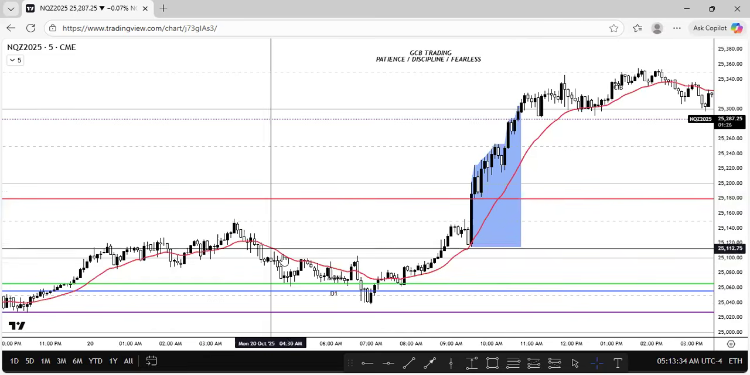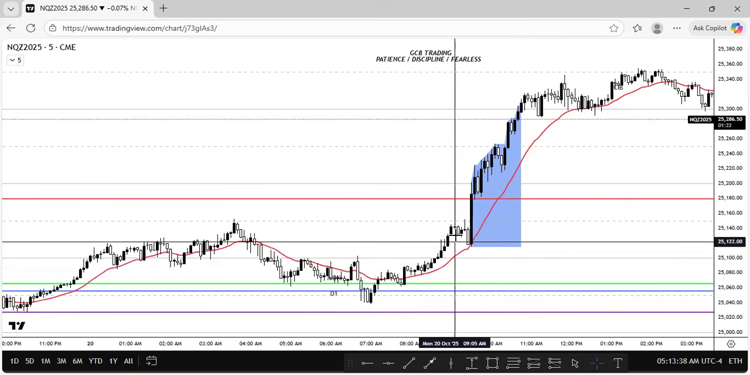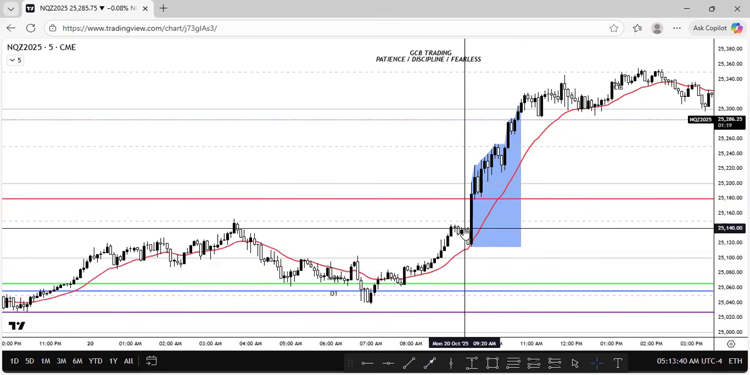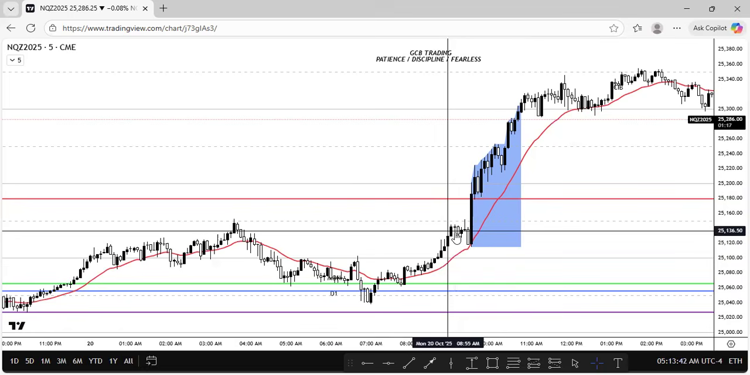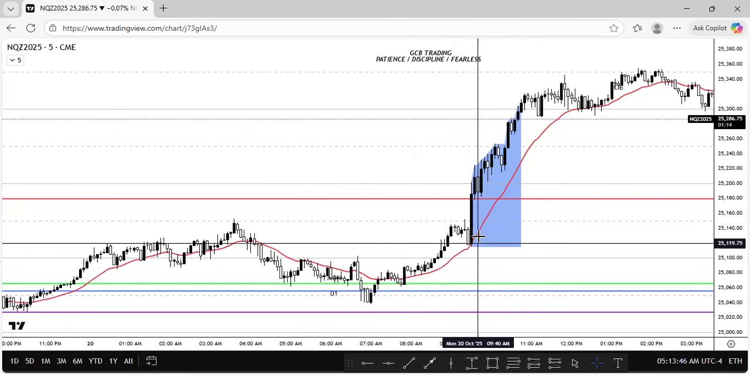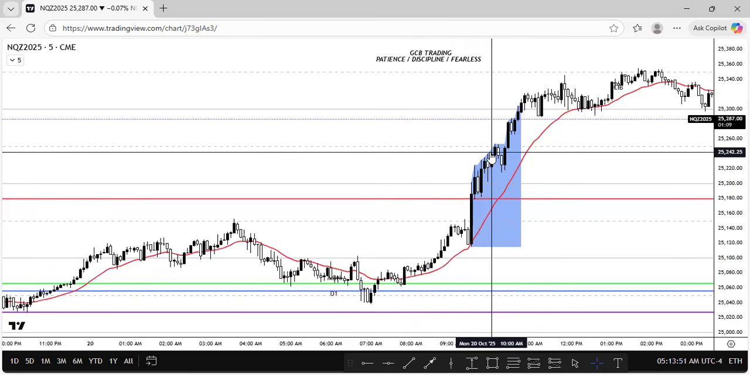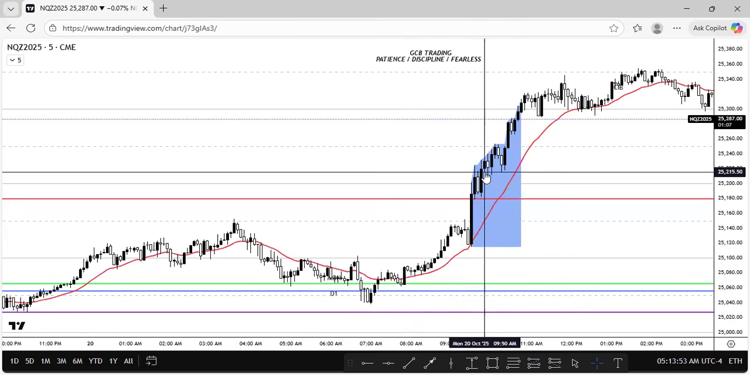So you exercise patience and allow this market to set up. Stay disciplined without jumping in early, controlling your emotions, because you've seen this before. Then you execute your trade without fear. And then you just manage your trade.